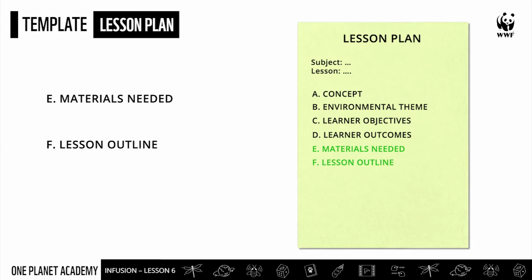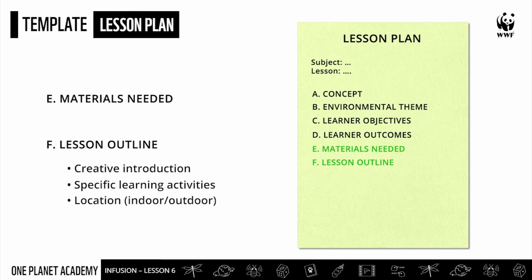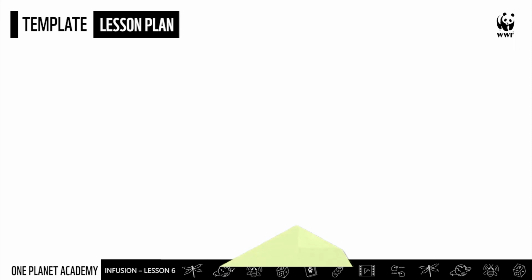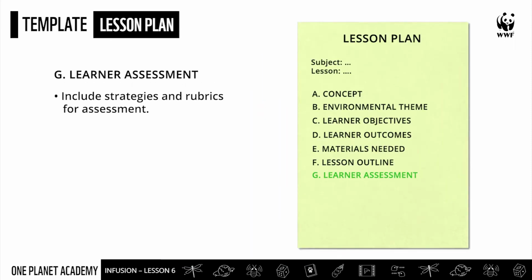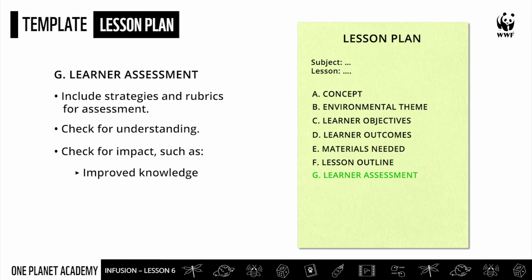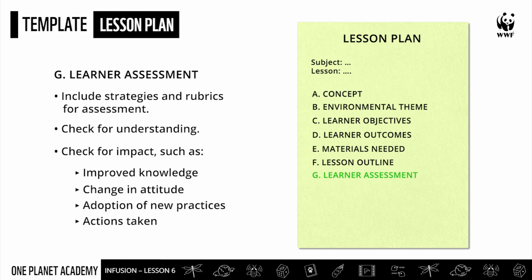The next section, the lesson outline, is the most critical section in the lesson plan. Here, we describe in detail the actual procedure we will follow for various activities, presentations, and discussions that are included in the lesson. This section could include bulleted prompts for the teacher or a detailed script. Under learner assessment, we describe the strategies and rubrics we will follow while assessing the students' understanding of the lesson. We could also mention the qualitative indicators we might use to assess the impact of the infusion lesson on the students.